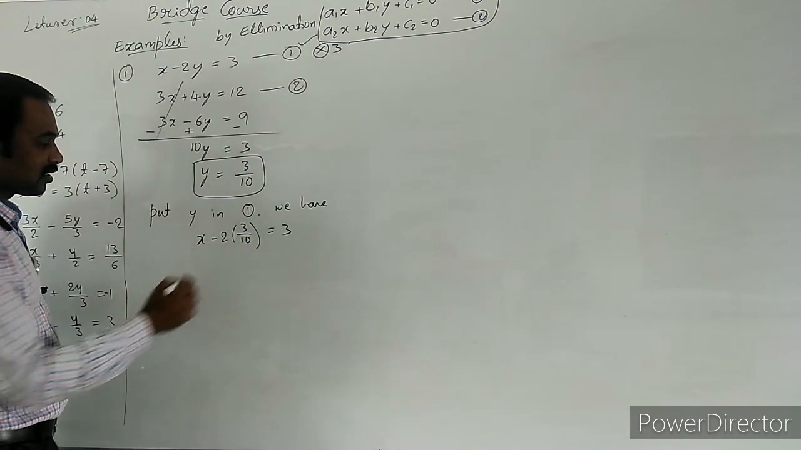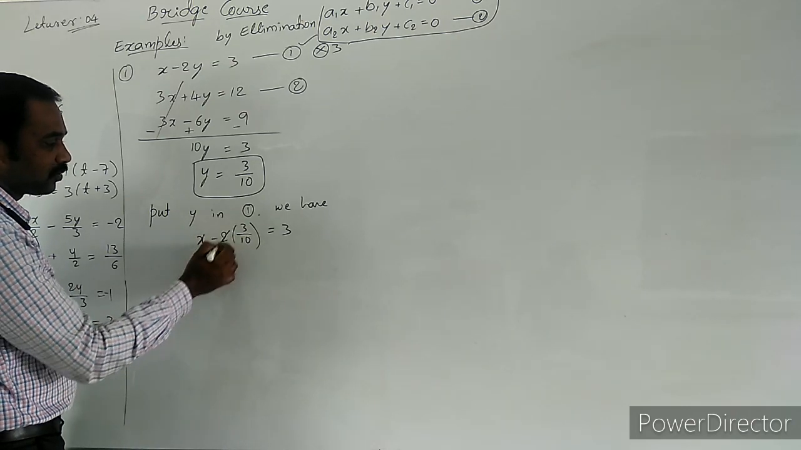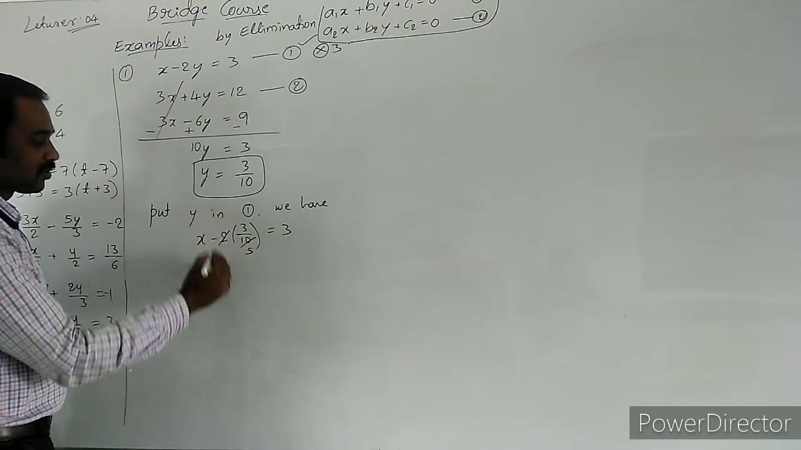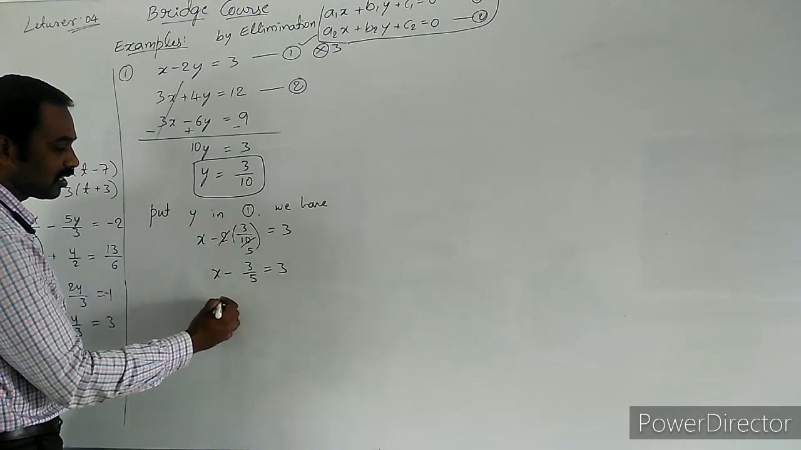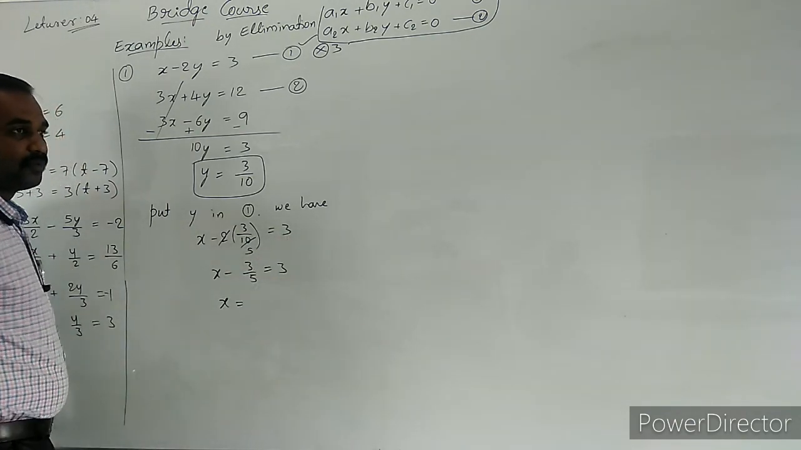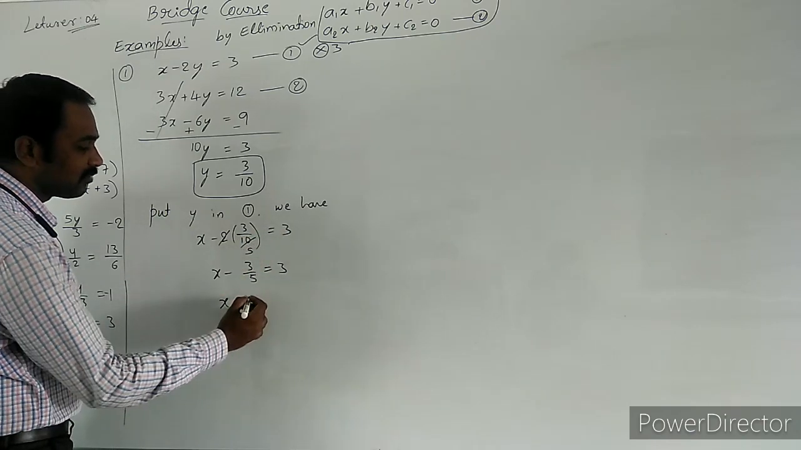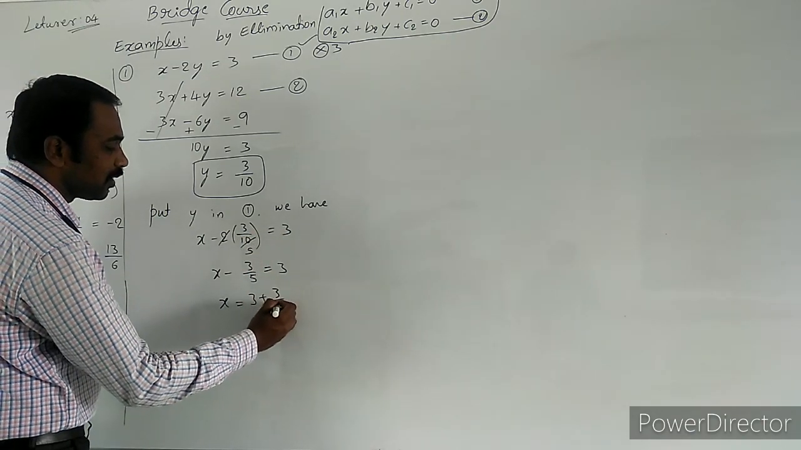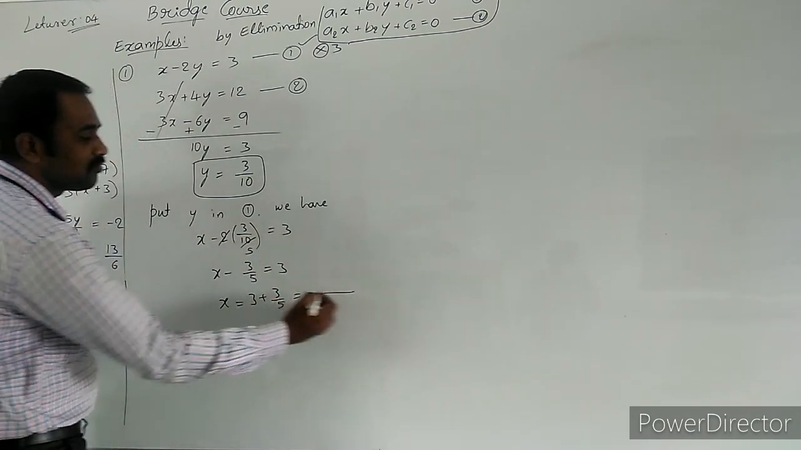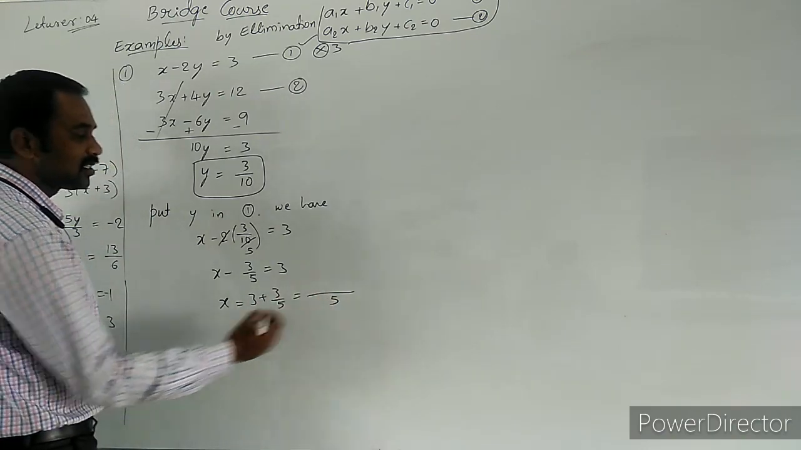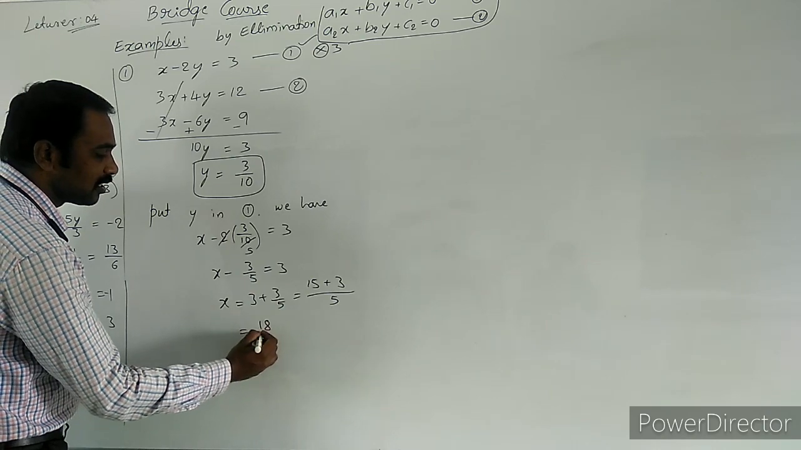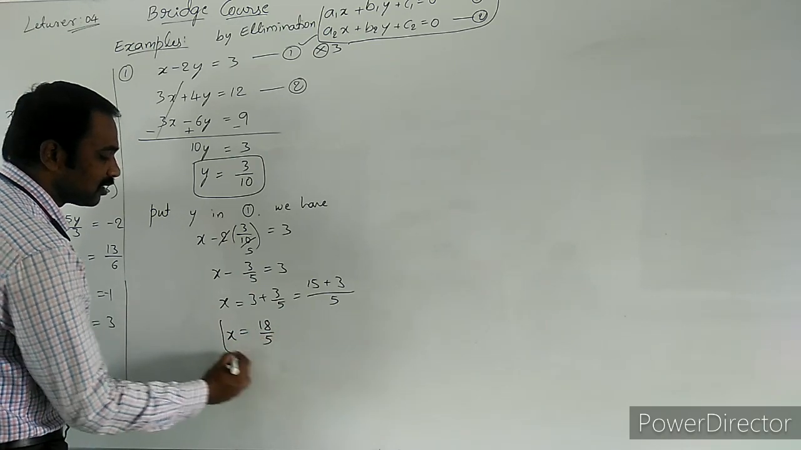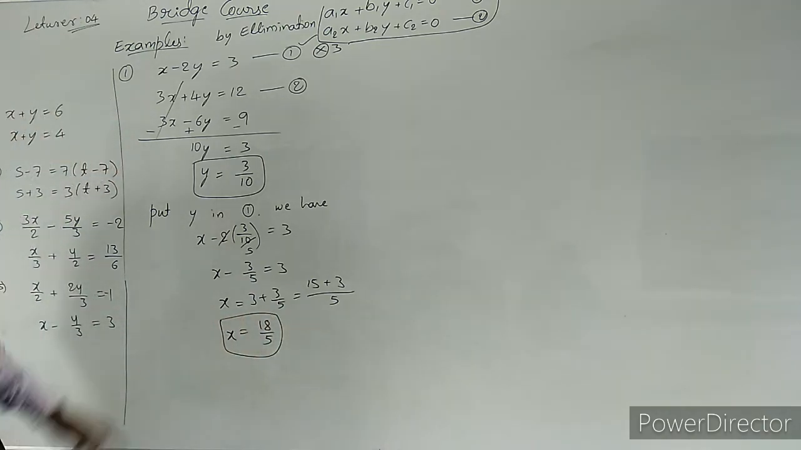So solve for x. Here we can cancel: 2 1s are 2, 5s are. So x minus 3 by 5 is equal to 3. Shifting 3 by 5 with a negative sign to the right-hand side, it becomes plus 3 by 5. Take the LCM, which is 5. 5 3s are 15, 15 plus 3 is 18. So 18 divided by 5 is the required x value.